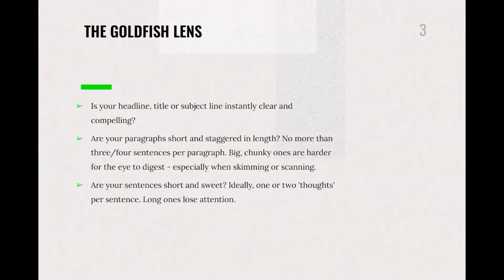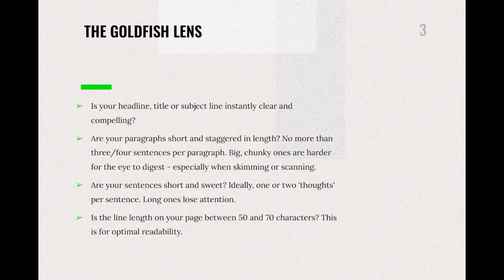Next one, are your sentences short and sweet? Ideally 1 or 2 thoughts per sentence. Long sentences lose attention. For those of you who are currently studying in our academy, as you know, we call this the big chop, which is a very powerful technique and an important technique when writing digital copy.